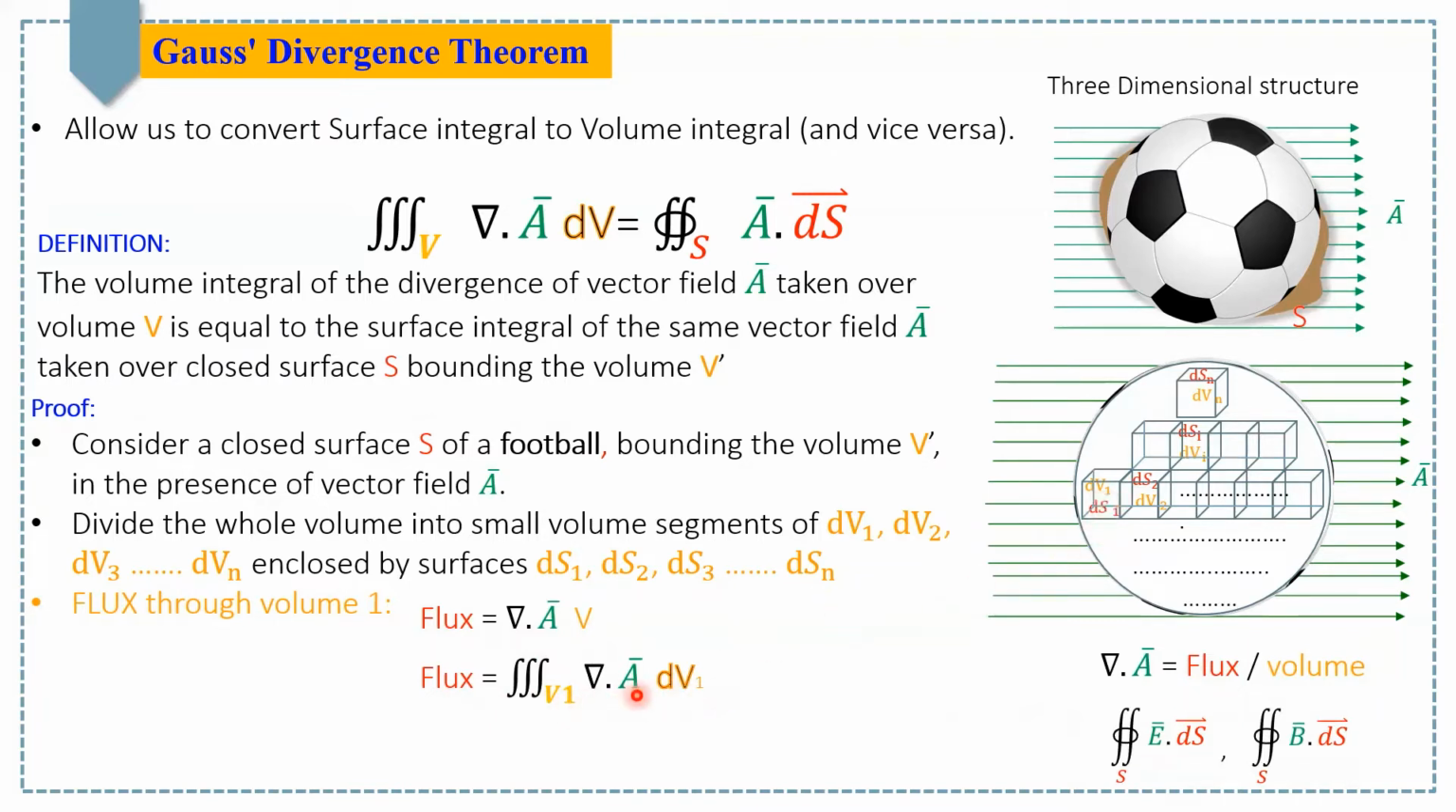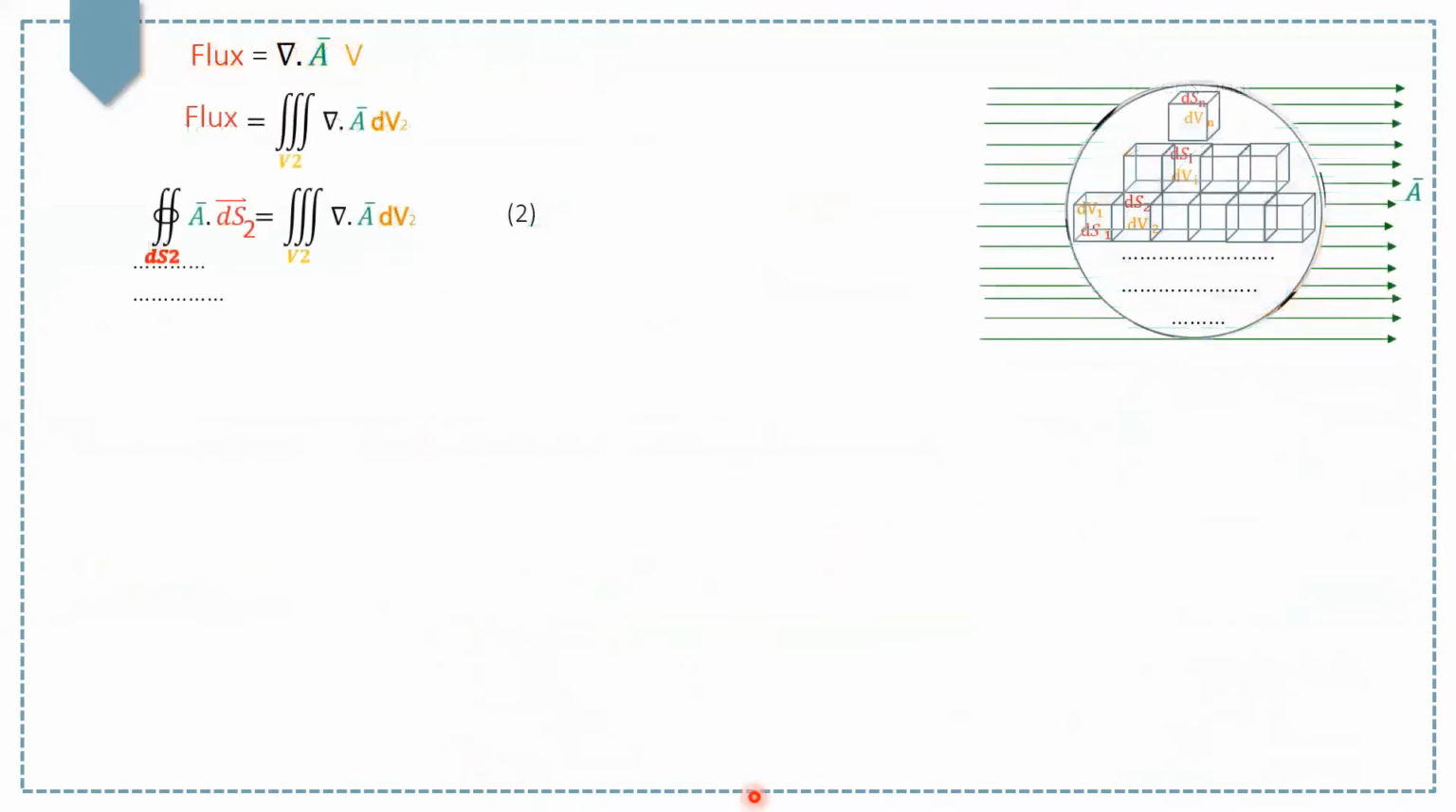which can be written as flux equal to the volume integral of divergence of A dV1. Following the definition of electric and magnetic flux, we can write the flux for volume V1 having the vector field A: the closed surface integral over dS1 of A dot dS1 is equal to the volume integral of divergence of A dV1. This is equation 1. Following the same definition for volume V2, we get the closed surface integral over dS2 of A dot dS2 is equal to the volume integral over V2 of divergence of A dV2. Similarly, we can get equations for volumes 3, 4 and so on.